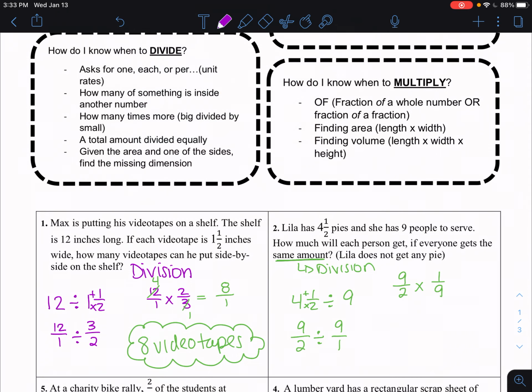9 and 9 can cancel. And I'm left with 1 over 2. Well, now I have to use that 1/2 to answer the question. How much will each person get if everyone gets the same amount? Well, each person gets half a pie.